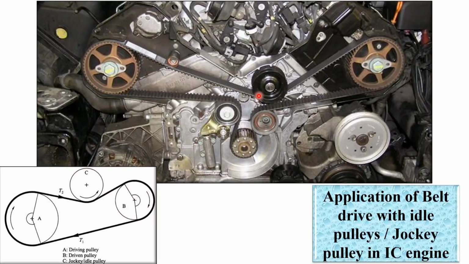This is the practical application of the idler pulley, so that you can increase the contact angle over here. This is actually the timing belt, but simply you can understand that by using the idler pulley you can increase the contact angle.